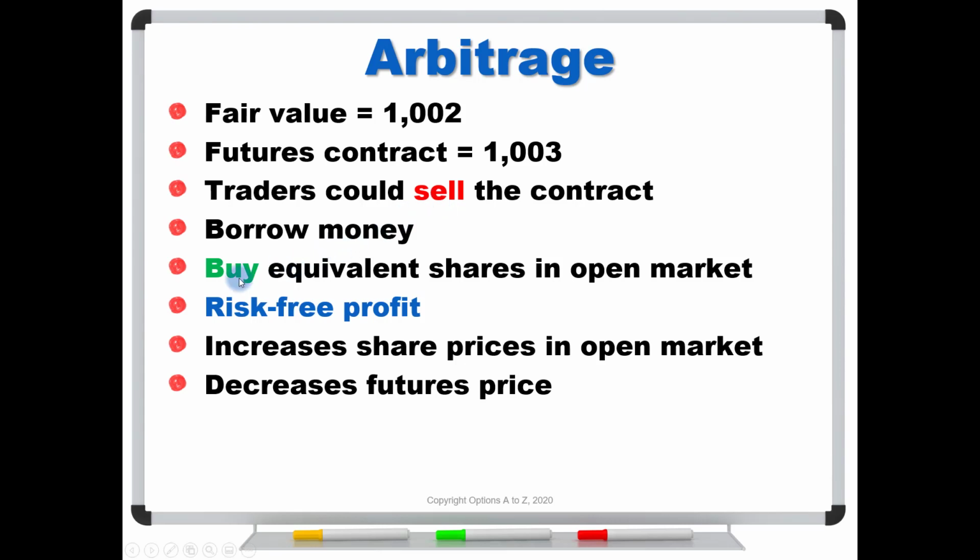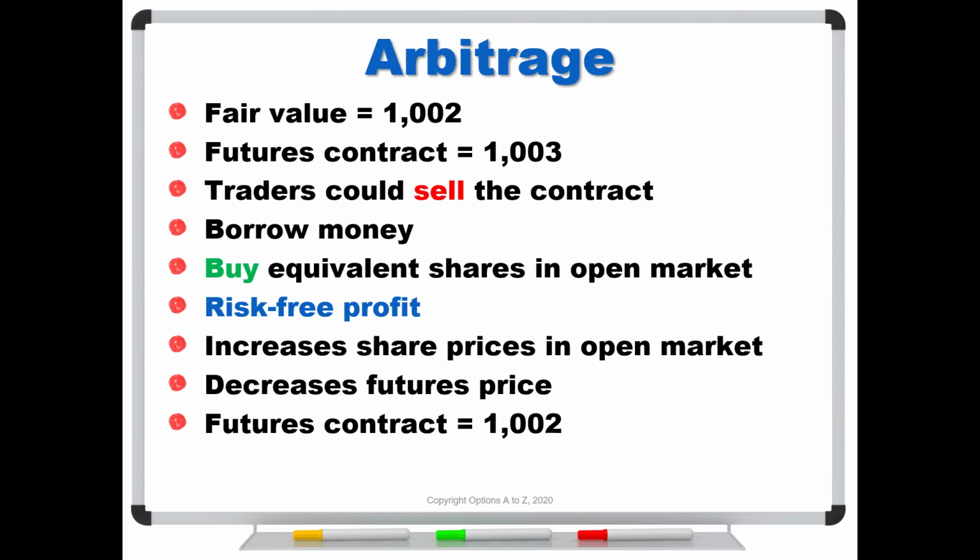The shares are getting hit with a lot of buy orders. And so what that does is it tends to bring these prices back in line until the futures contract is right back to our magic number of 1,002. And if it's not, arbitrage continues and risk-free profits are the incentive. So we know it's going to take place.